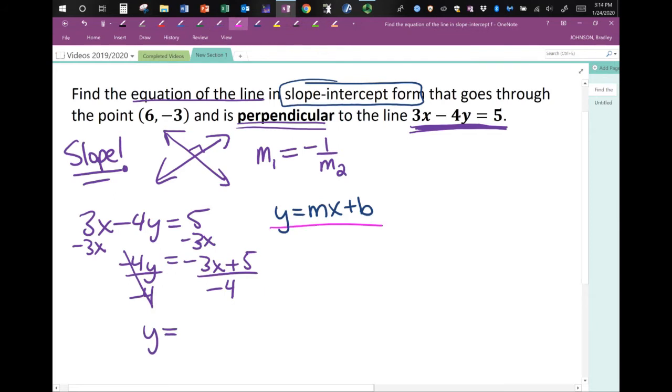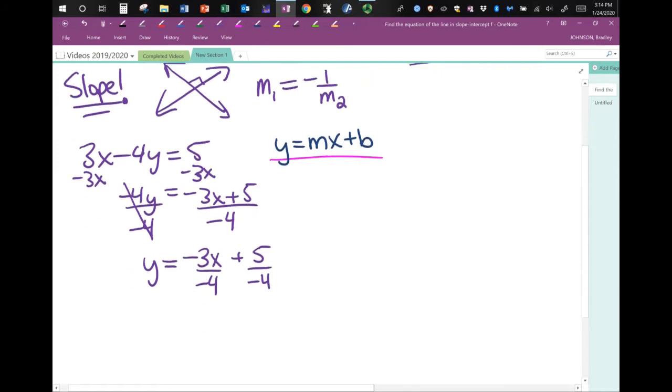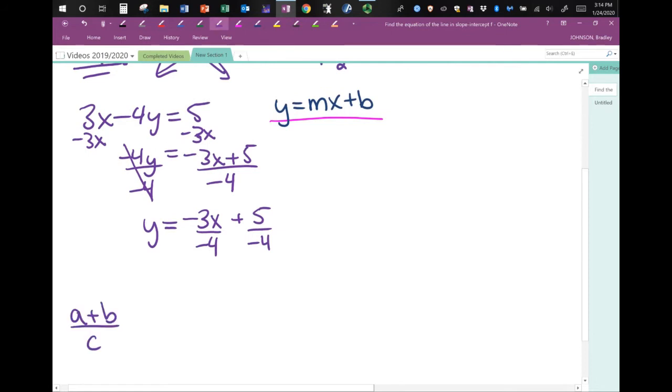We are almost there. What I need to do next is look at the right-hand side. We have -3x all divided by -4, and then we have a plus 5, that is all divided by a -4. This goes back to a fraction rule: (a + b) divided by c, you could do a divided by c plus b over c, which is exactly what I just did. Everything's divided by the -4.